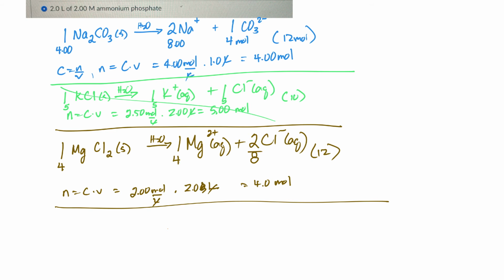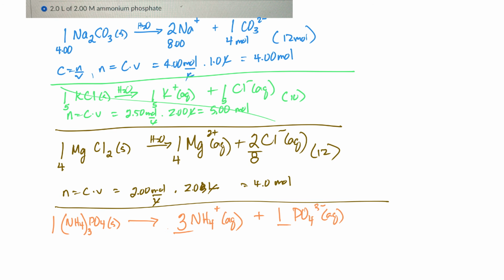Okay, ammonium phosphate. So ammonium is a 1+, phosphate's a 3-. So I need 3 of these to react with 1 of those. Okay, and if that's a solid, it'll go into ammonium ions, 3 of them, and they're positive ions, and 1 mole of phosphate ions. Okay, that 3 might be the difference maker. So 1 of these produces 3 of those and 1 of those.